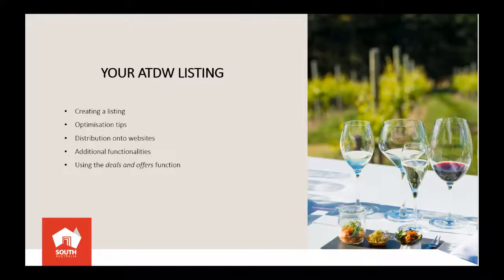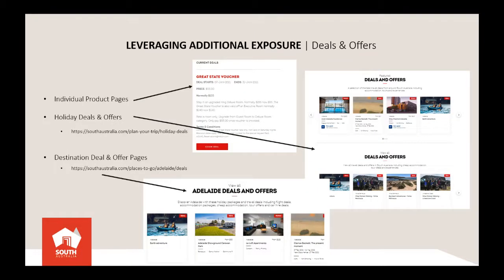For southaustralia.com, we do have up to 3 different places that additional promotion will be seen. So it will definitely be seen on your individual product pages. This appears just directly underneath your description of your experience on that main listing page. There, we do have a holiday deal and offers web page at the moment. So we've got a featured section for any of those really big and current deals and offers, as well as a view all deals and offers page for consumers to go, scroll, and have a look at what's happening in the region when they're visiting.